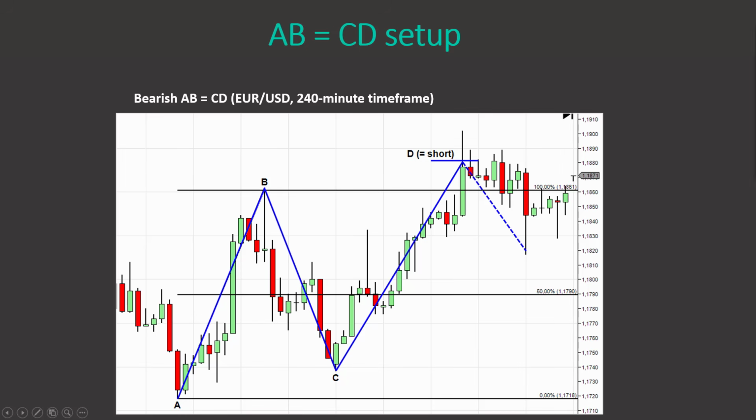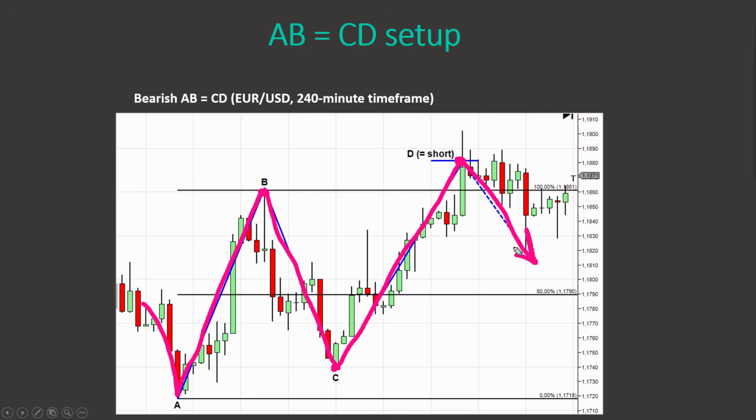All right, last example of this ABCD setup. This is a short trade scenario. Again, there is the wave-like movement from A to B, then a pullback to the C. You identify the D using Fibo, or however you want to measure the distance. Fibo is the quickest, and short from there.